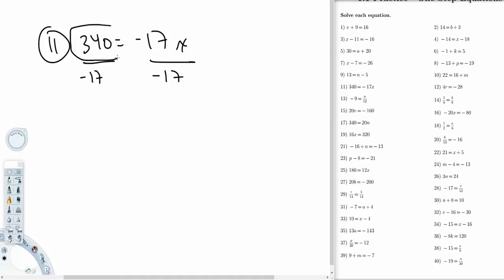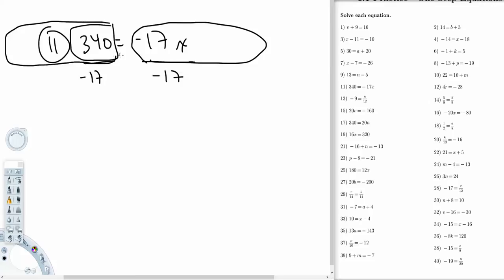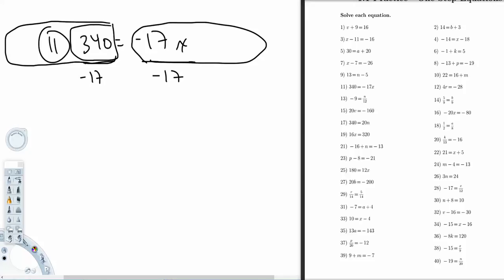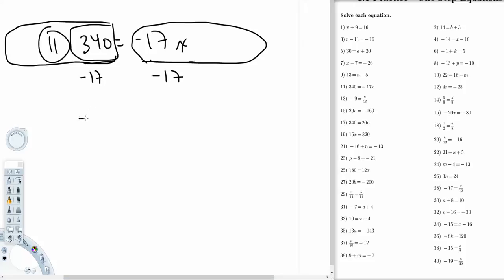When you do this operation, when you divide one side, you're dividing the entire side by minus 17, and you're dividing this side by minus 17. All right, so 340 divided by minus 17. Hold on, I'll get back with the answer. Okay, the answer is negative 20. So we have x equals minus 20. Yes, we do.